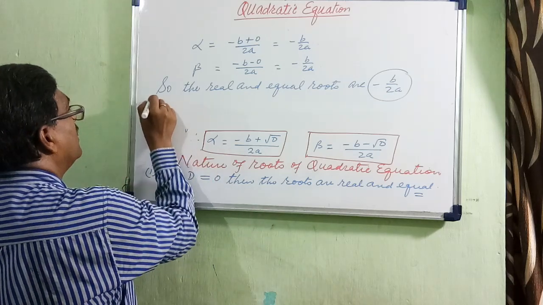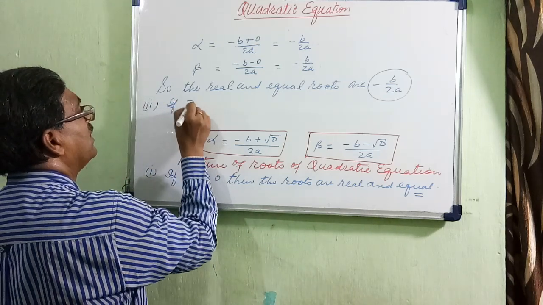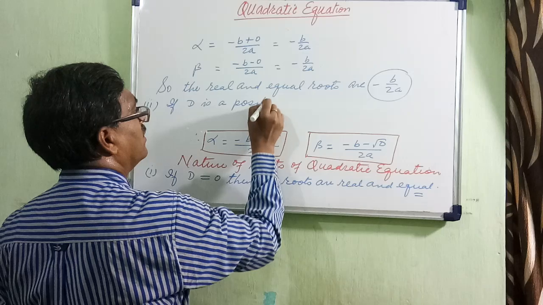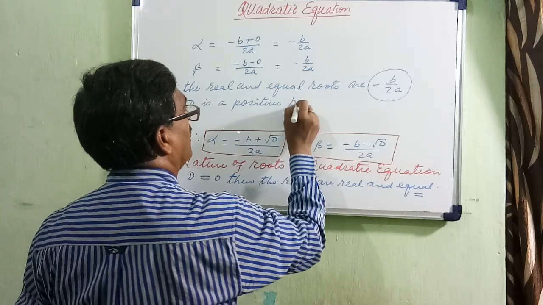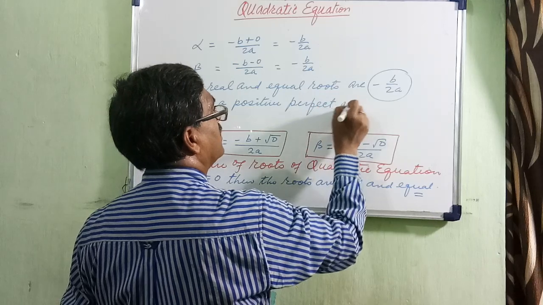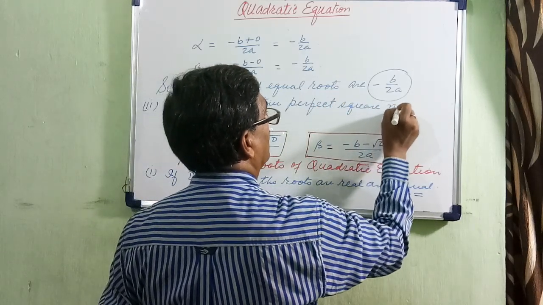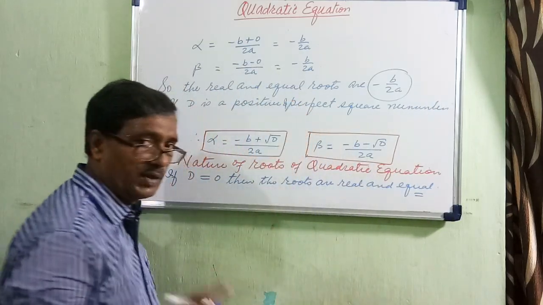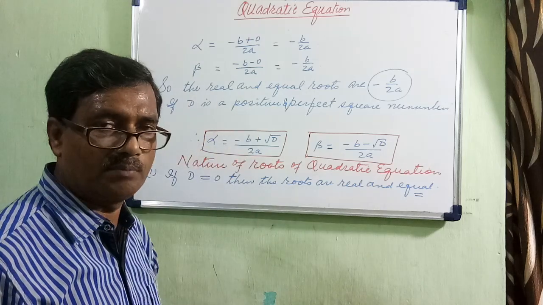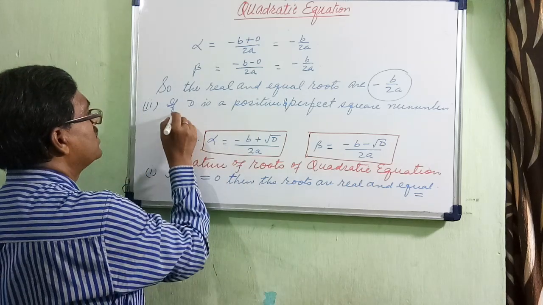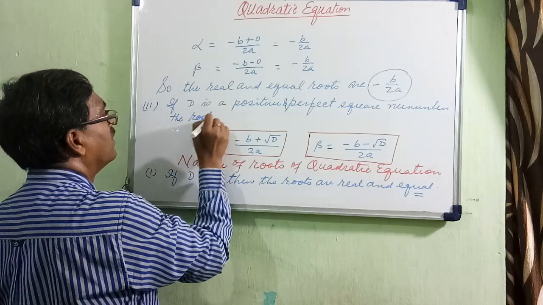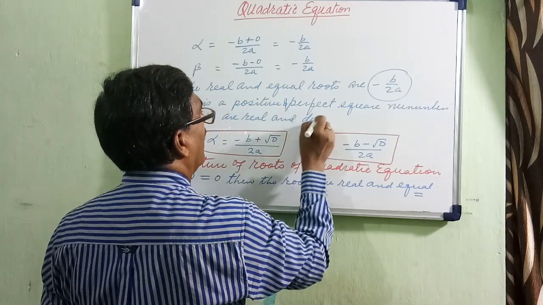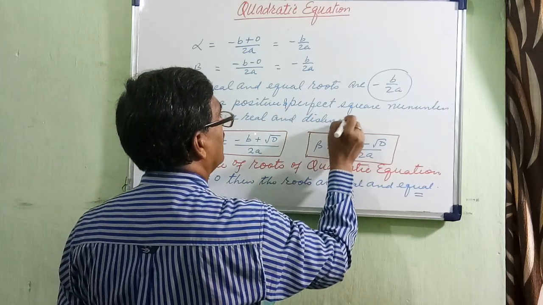Second case, if D is a positive perfect square number, what will happen? The roots are real and distinct.